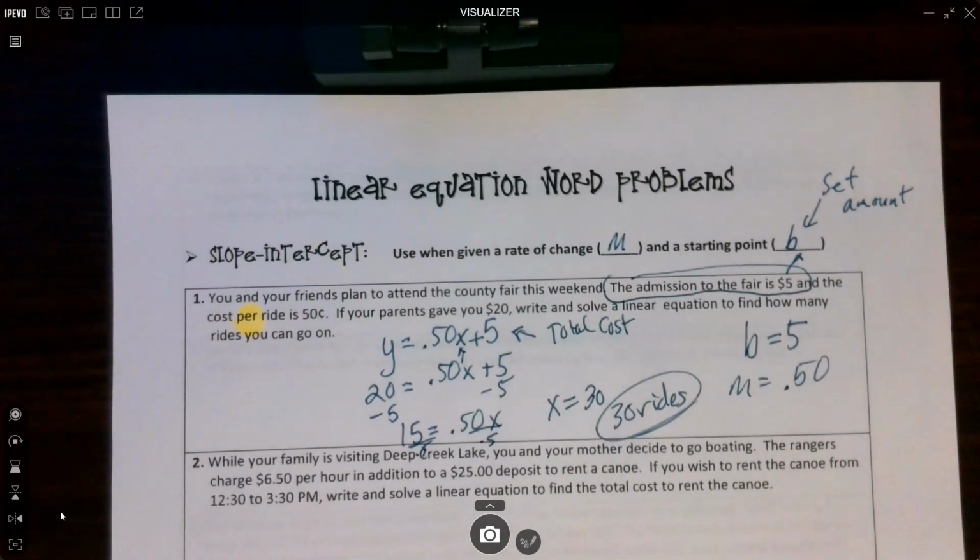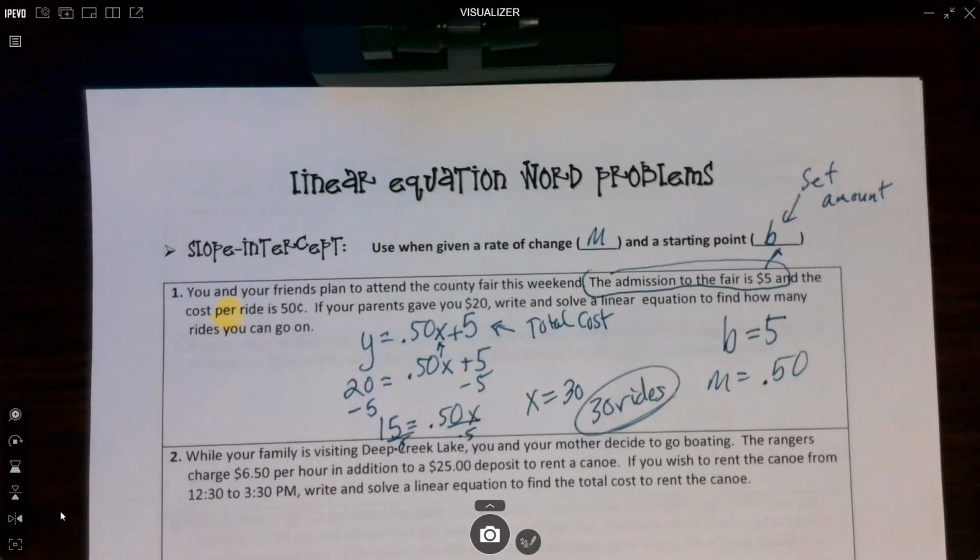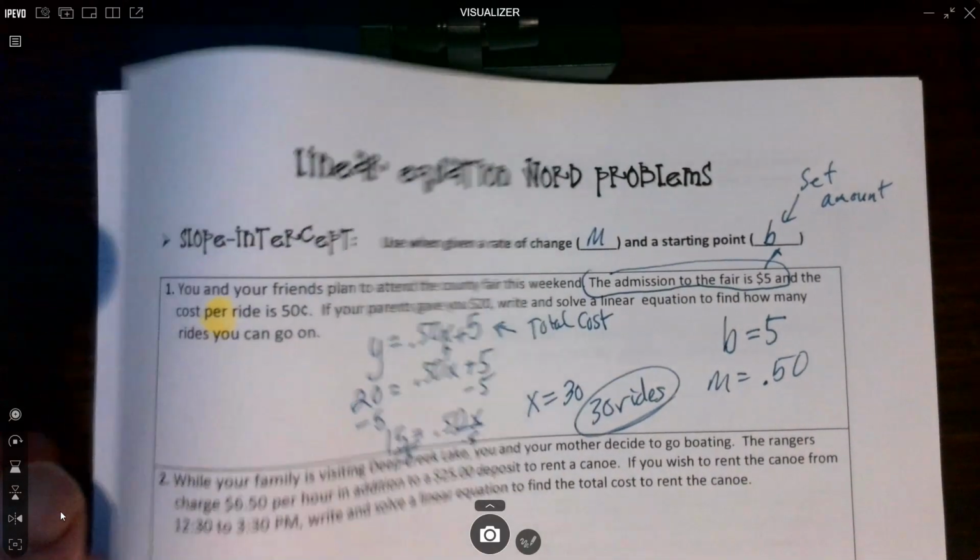I feel like this is the kind of thing that, I guess it's a fair, so it's cheap, but when you go to an amusement park, it's not that cheap. Anyhow, 30 rides is the answer to that.